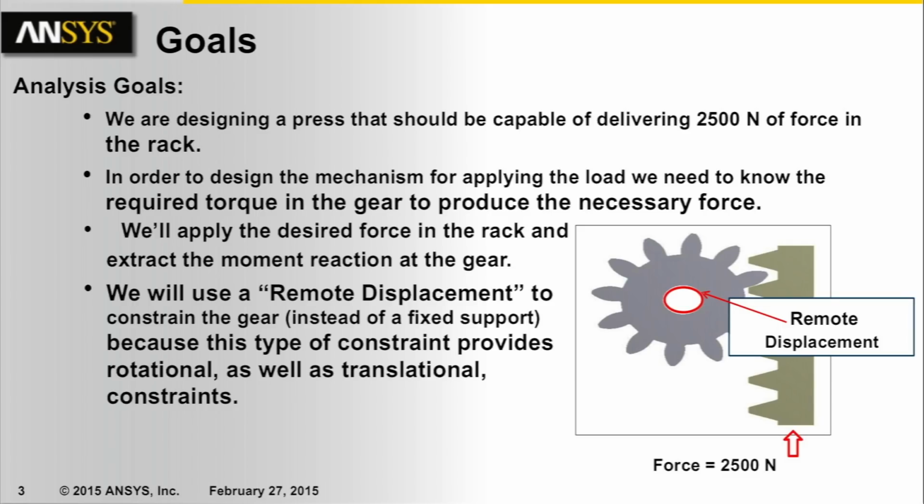that reaction force. So we're going to be using a remote displacement to constrain the gear. Basically, it allows us to specify which axes are fixed and which axes are not, compared to a fixed support where everything would just be stationary. So that allows for rotation in addition to translation constraints. This becomes important, especially in later simulations you'll be doing for your actual senior design projects, which is the reason why we cover this in this lab.